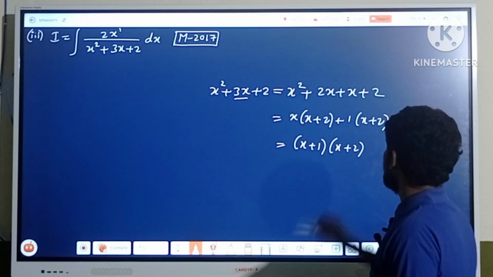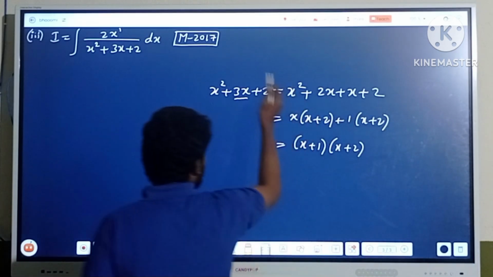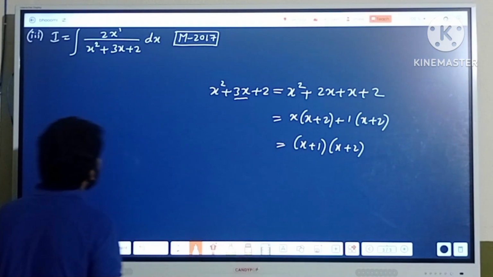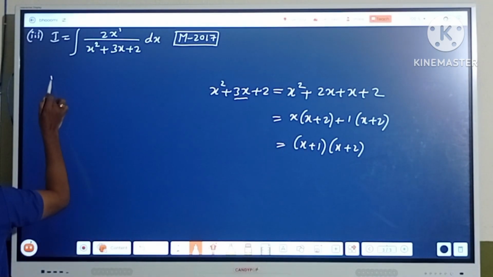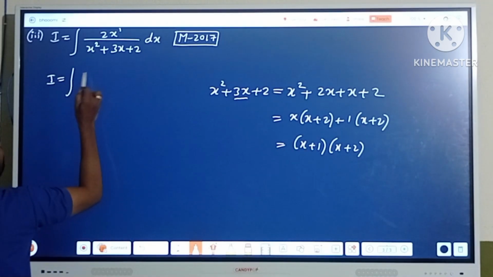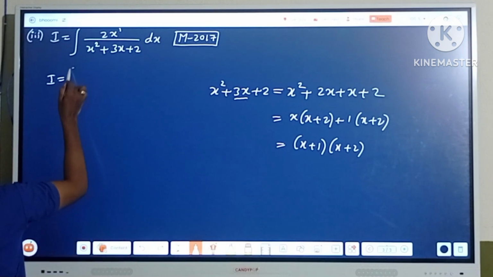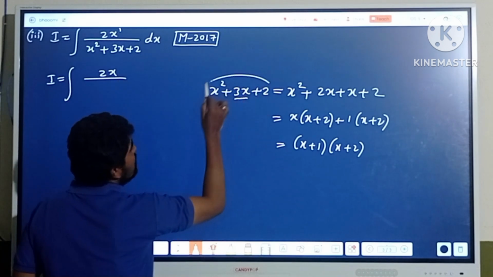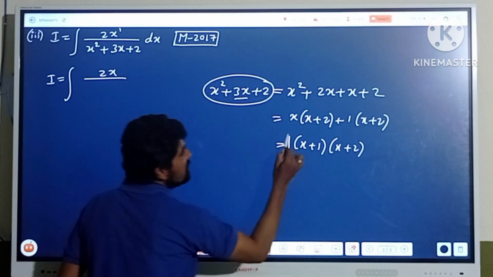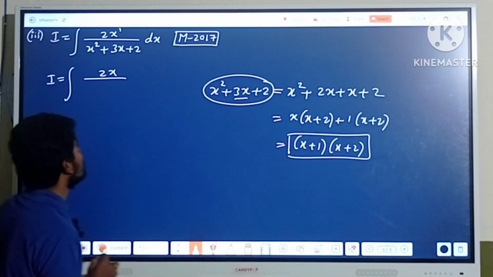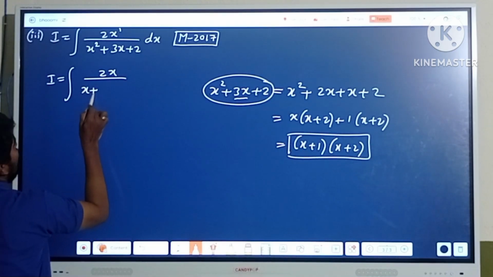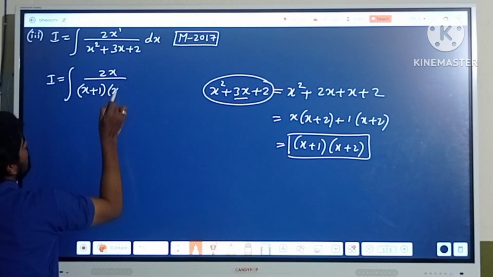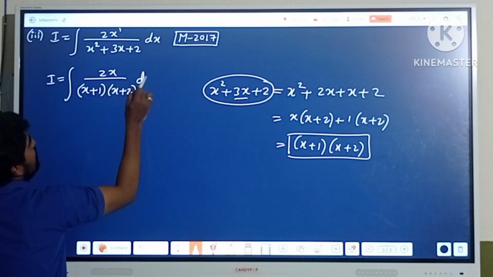X plus 2. Therefore, by using this factorization, this given integrand, that is, I equals integration of 2x divided by x square plus 3x plus 2 can be expressed as x plus 1 into x plus 2, so x plus 1 into x plus 2 with respect to x.